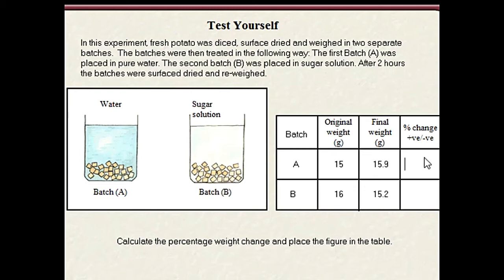As you see, in batch A, the weight is gained, and to get the percentage, 15.9 minus 15 gives 0.9. Then, in order to get the percentage, we multiply 0.9 by 6.66, so we get 6%, and that is correct. And in the case of B, the answer will be -5.